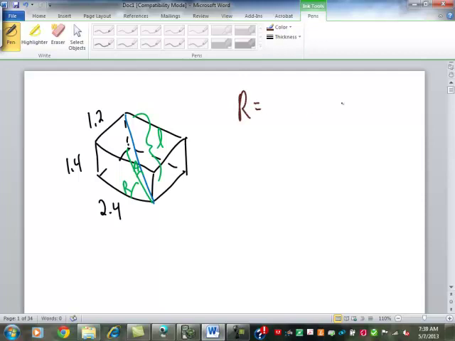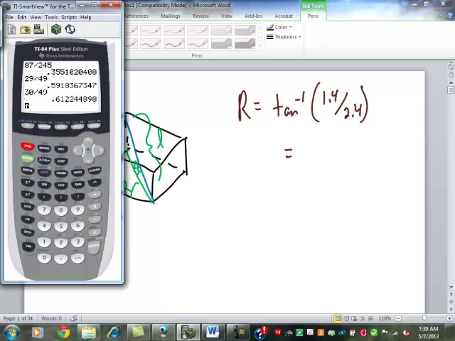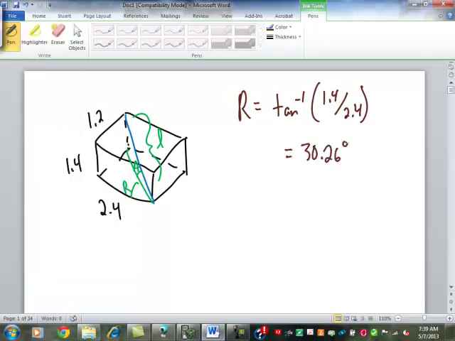Angle R is easy to find. What is angle R? Yeah, it's the inverse tangent of 1.4 over 2.4. It's not 26.57. For R, 26.33. Number 1. Should be 30.26 degrees. That's angle R.